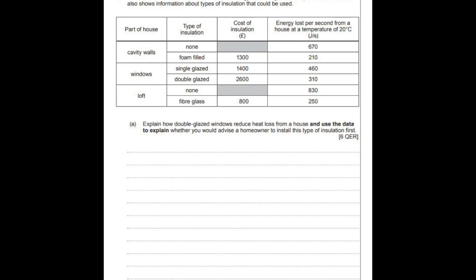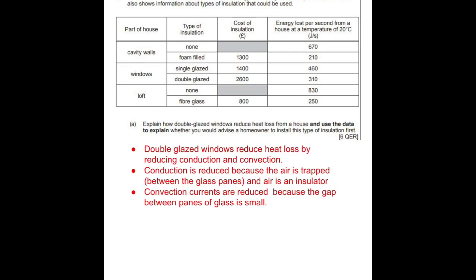So part A says, explain how double glazed windows reduce heat loss from a house and use data to explain whether you would advise a homeowner to install this type of insulation first. So I've typed up the answers for you so I don't have to handwrite them.